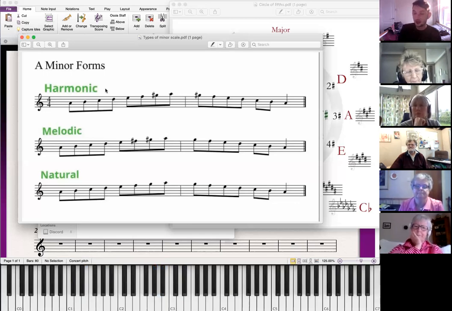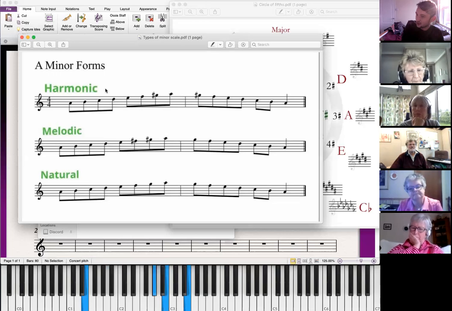So if I played that using a natural minor scale, it sounds something like this. Which sounds okay, but it doesn't have as strong a pull as this one. You hear how that one just really wants to move to there. It can't really go anywhere else.